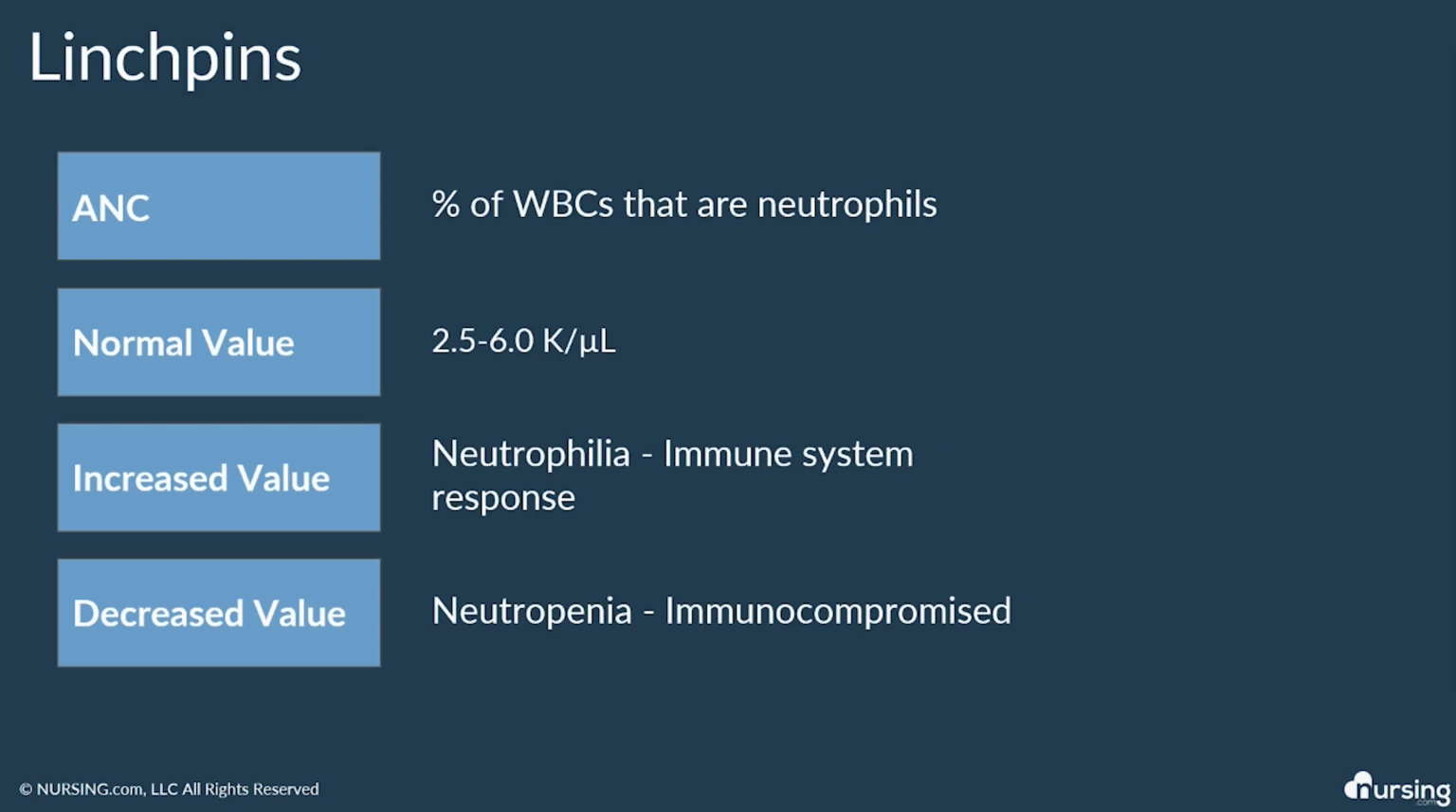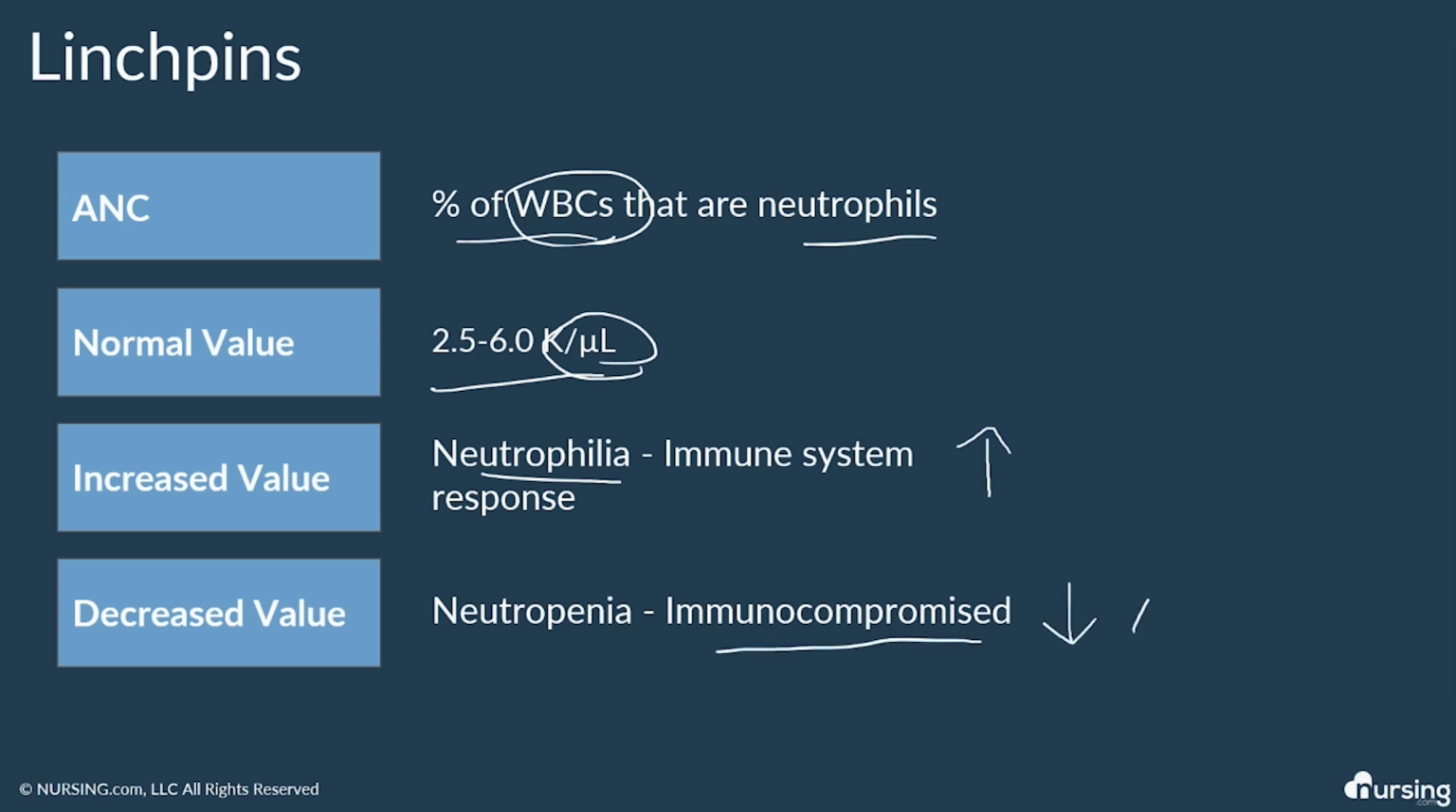Linchpins for this lesson are our absolute neutrophil count is the percent of white blood cells that are actually neutrophils. It's reported typically in this format of 2.5 to 6,000 cells per microliter. Neutrophilia means that the immune system is mounting a response and we have a high number of ANC, and neutropenia is in a patient that's immunocompromised. It means that their ANC or absolute neutrophil count is so low that they'll have trouble mounting an immune response.